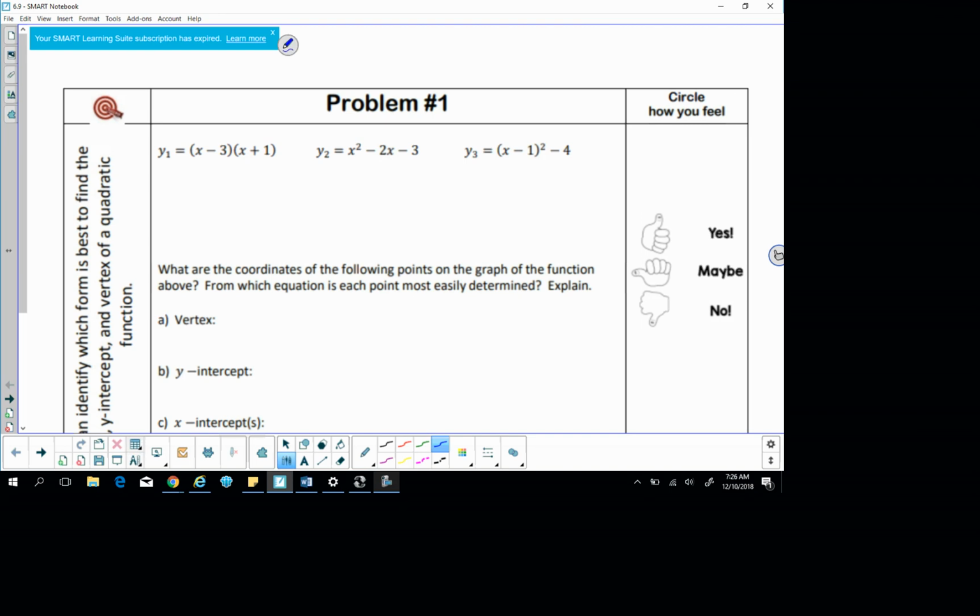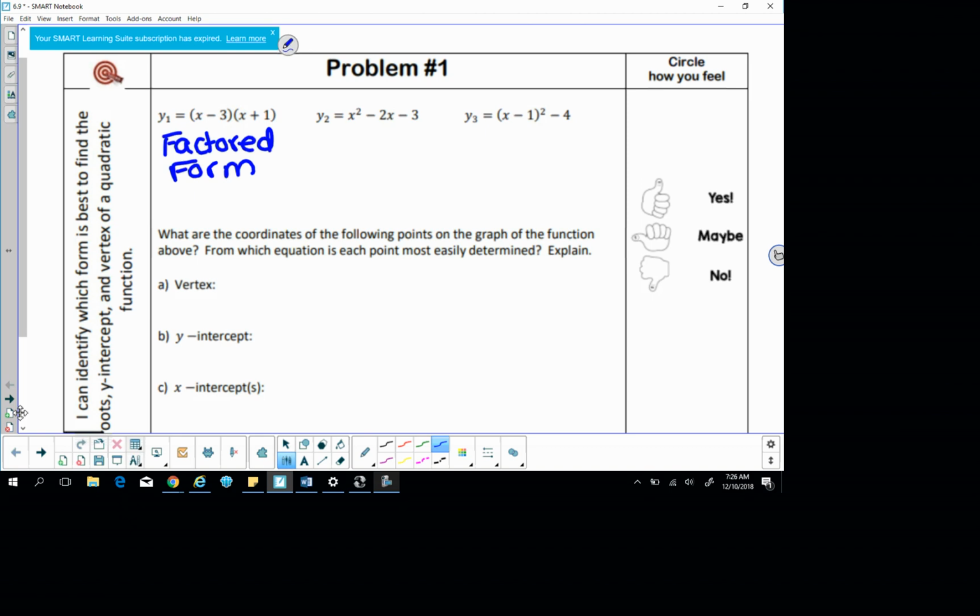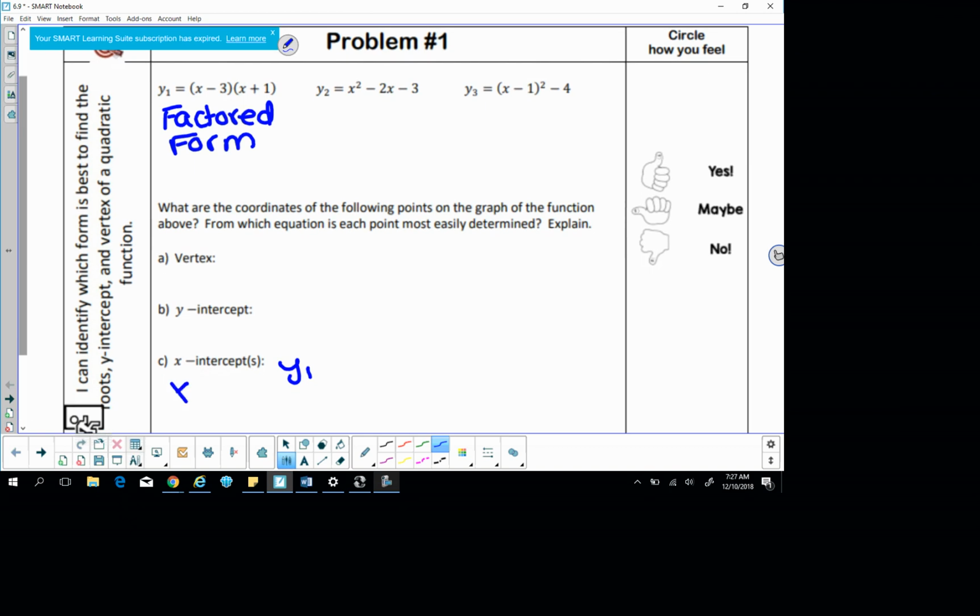All right, so what form is this first one? Does anyone remember what it's called? Factored. Yeah, factored form. So we need to know that that is in factored form, or we can also call it intercept form. Which one of these is easiest to get when it's in factored form? Not the vertex, the x-intercepts. Because remember, we just make the factors equal to 0 and solve. So y1 would be easiest to find the x-intercepts, because all you do is you take your factors and make them equal to 0. It's already factored for us.